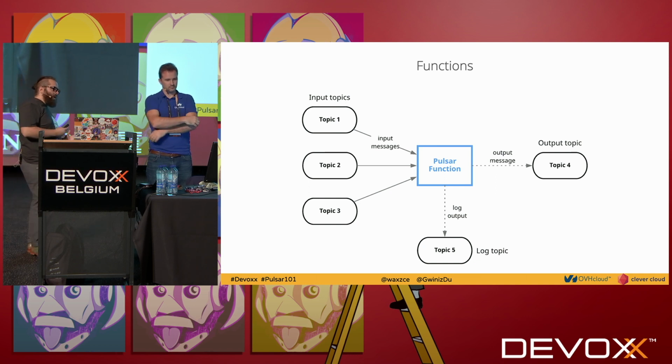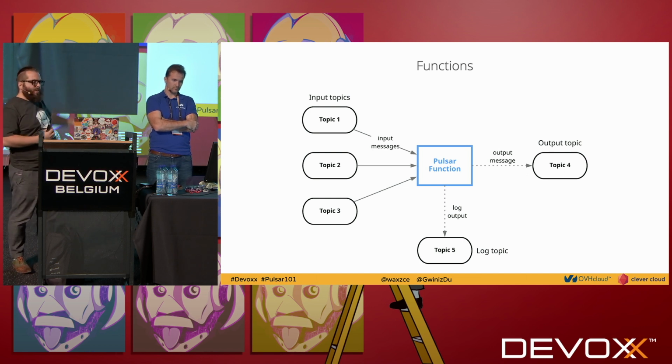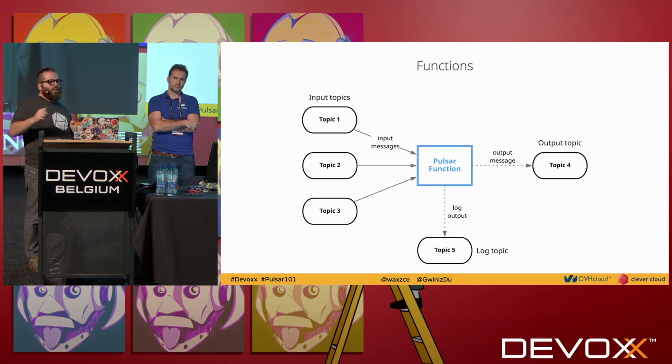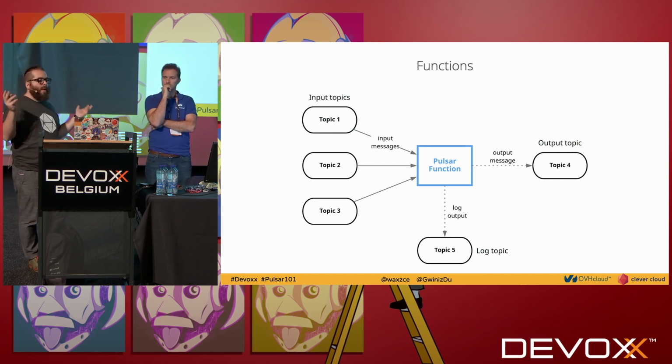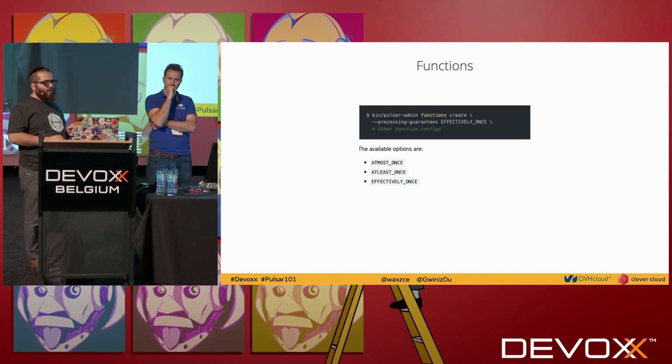Basically, Pulsar integrates a way to do data processing inside the Pulsar system. So you have topics, you have messages in the topics, you can push them into a Pulsar Function, and the Pulsar Function can push the data to another topic after a treatment, for example, or push some logs to a log topic, which can be interesting for error management or whatever. Pulsar Functions are very easy to use.